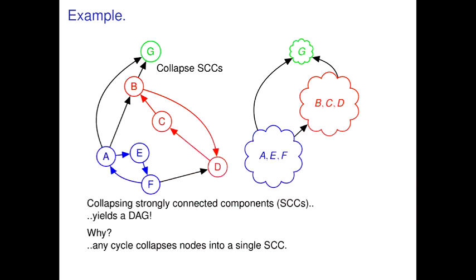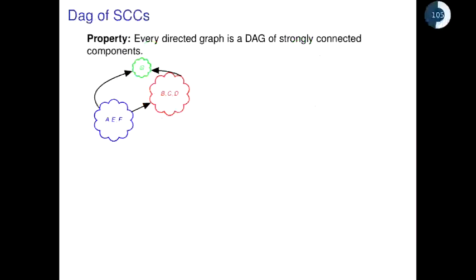Okay, so now there's a structure of these components. Connected components in undirected graphs had no edges between any of the components. That's what it meant to be connected components in undirected graphs. Strongly connected components in directed graphs means that the arcs between them form a DAG. So every directed graph is a DAG of strongly connected components. That's the property. So now the question is, how do you find the strongly connected components?